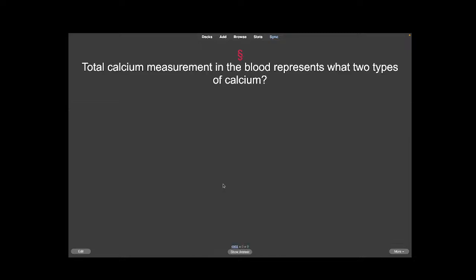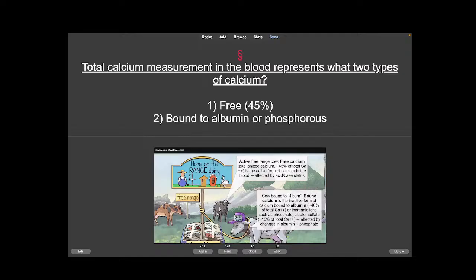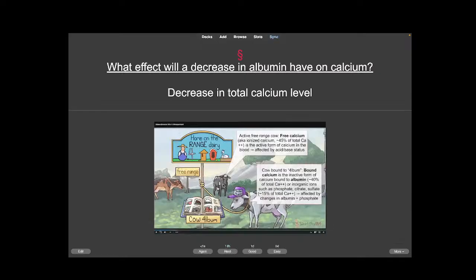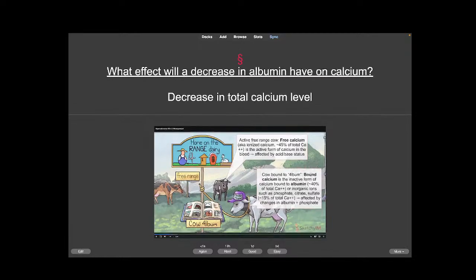Total calcium measurement in blood represents what two types? There's bound and unbound, free. Yeah, that's really it. Okay. What effect will a decrease in albumin have on calcium? Well, it's gonna be more. Total will be the same. It's just free will be more. Wait, how? You're telling me that even the total will decrease. But no, if it's bound. What? That is a little weird, okay.